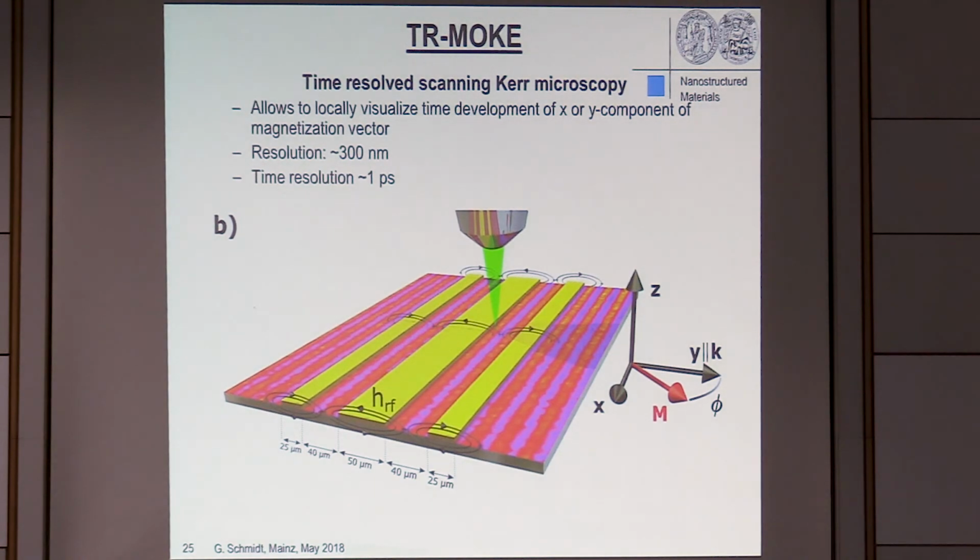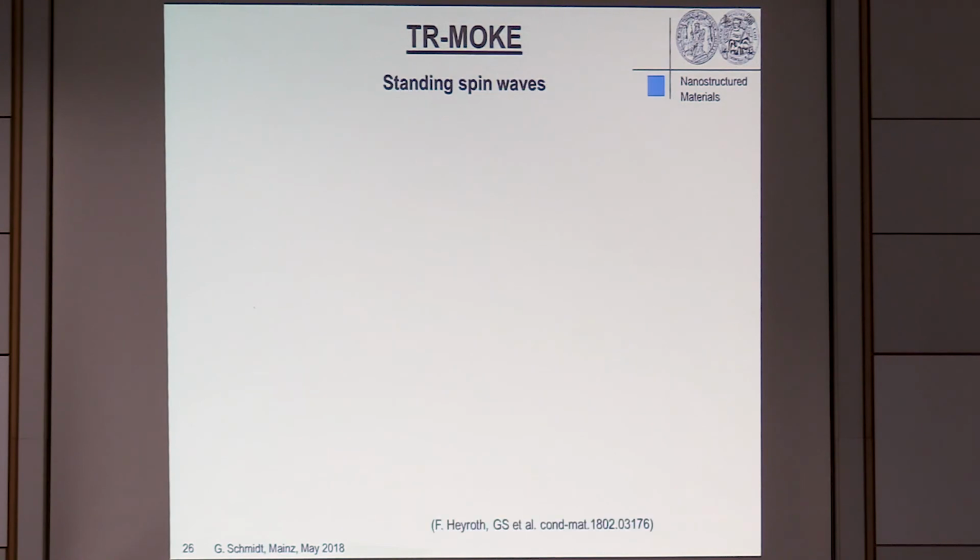Anyway, then Georg Wolterstorff came and said, we can do better than this, because he has techniques where he can do time and spatially resolved MOKE, or time-resolved scanning Kerr microscopy. I will not go into the details, but he can really measure the magnetization dynamics by a focused laser. So it's a scanning technique, but he can look at the spin waves with a time resolution which he says can basically get into the range of 1 picosecond, and a spatial resolution of 300 nanometers.